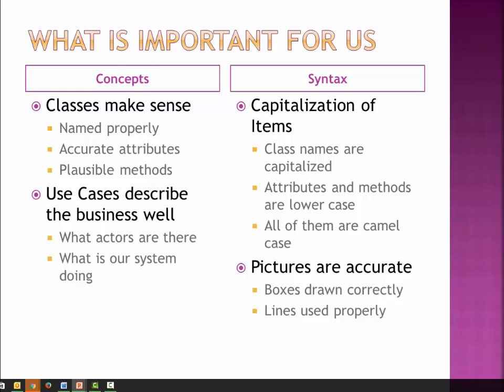On all of these, though, we want to have proper capitalization. Class names are capitalized. Attributes and methods are all lowercase. They all use what's called camel case. Camel case is where the first letter is lowercase, and then every additional word starts with an uppercase letter. So if I say the last man standing, the letter M in man and the letter S in standing would be capitalized, and all would be crunched together with no spaces. We'll see that as we go.